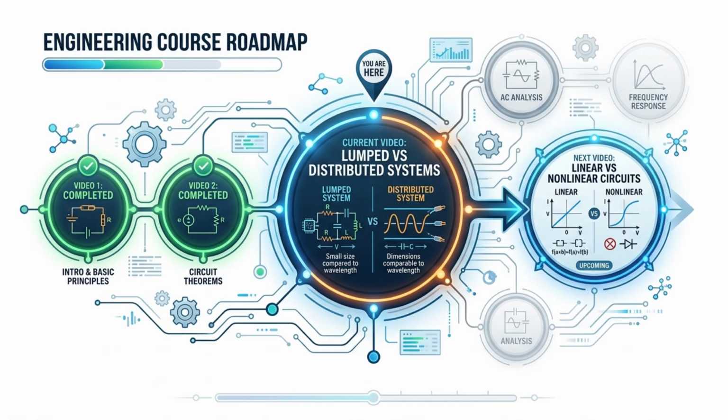So today, we learned that lumped systems assume electrical behavior is concentrated within individual components, while distributed systems recognize that voltage and current can vary continuously throughout a physical structure. This distinction becomes increasingly important as frequency rises and wavelengths become comparable to circuit dimensions. In the next lesson, we'll explore linear versus non-linear circuits and learn why some circuits respond proportionally to inputs while others create entirely new behaviors.